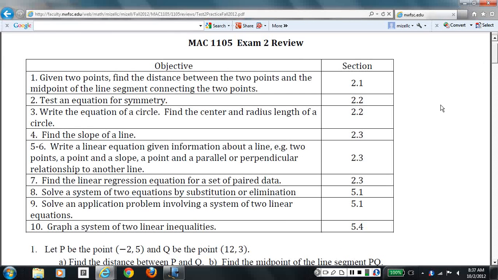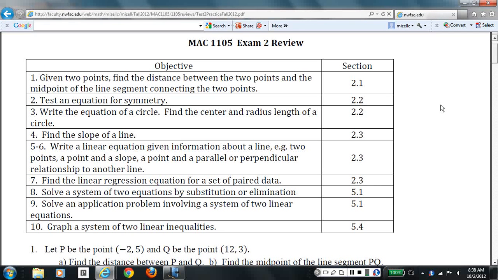So these topics, I want to expand on a couple of these. I think this would be good as a practice test. These problems in this review are approximately the same length as the actual test would be. But there are a couple of problems that you want to think about that aren't specifically mentioned on this practice test. Consider the objectives, given 2 points. Find the distance between the 2 points.